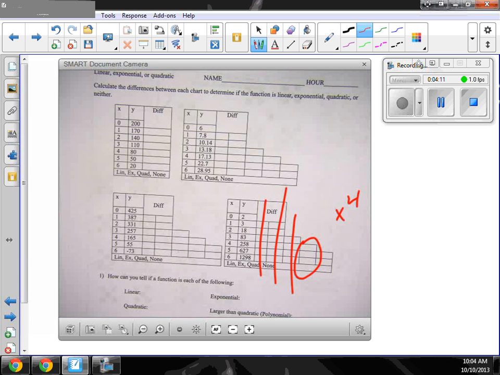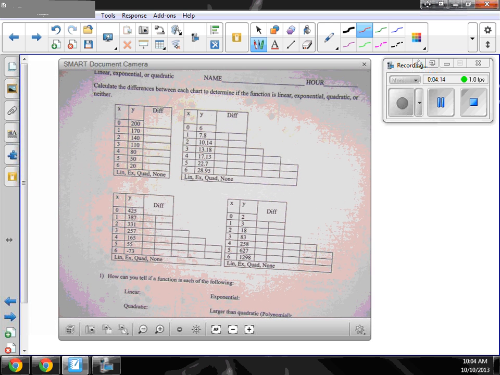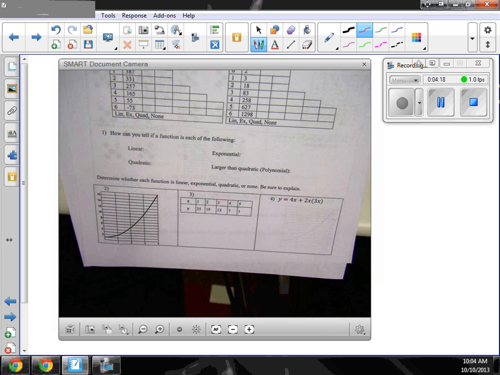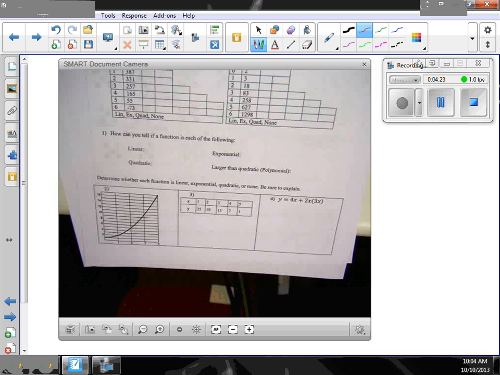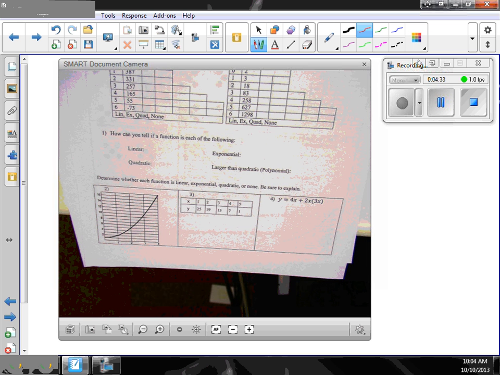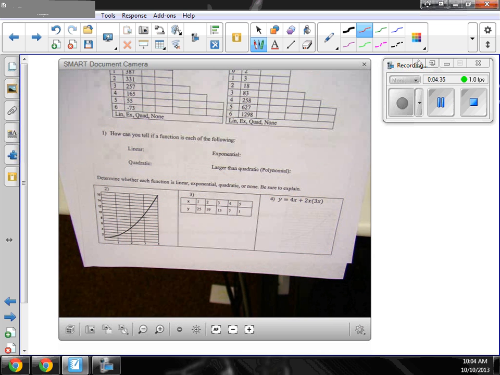Okay, so number 1, how do you tell if a function is linear? Constant difference. How do you tell if it's exponential? Constant ratio. Quadratic. Constant second difference. And how do you know it's a polynomial bigger than quadratic?